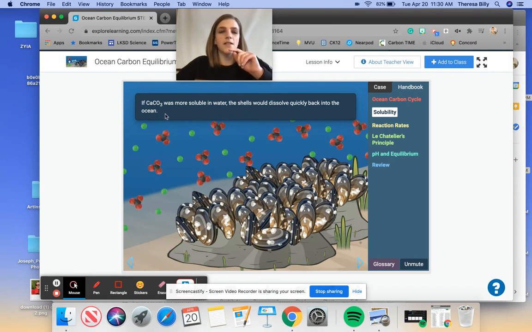It says if calcium carbonate was more soluble in water, leaning towards the salt and sugar and water type of scenario, the shells would dissolve quickly back into the ocean. So think about that. If these shells are made of calcium carbonate, but calcium carbonate dissolves really easily in water, then those shells would just dissolve away, right? And that's not a good thing. The shells want to be there to protect the organism.